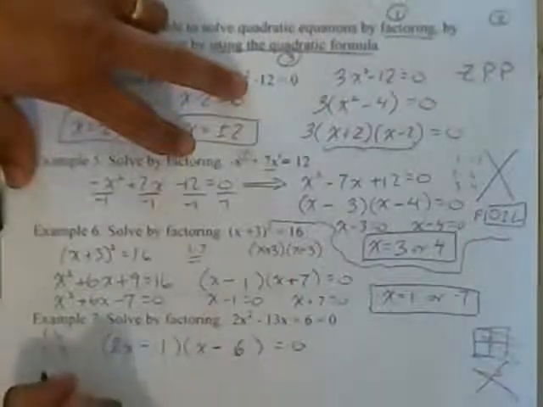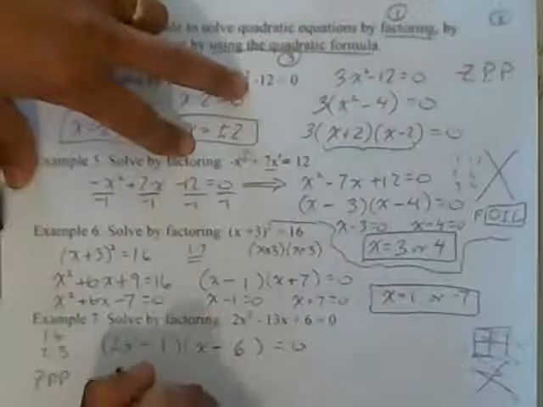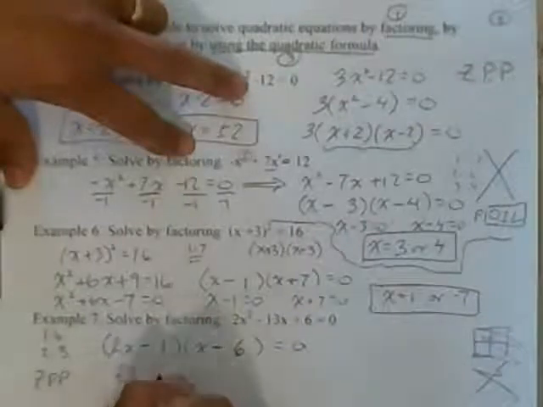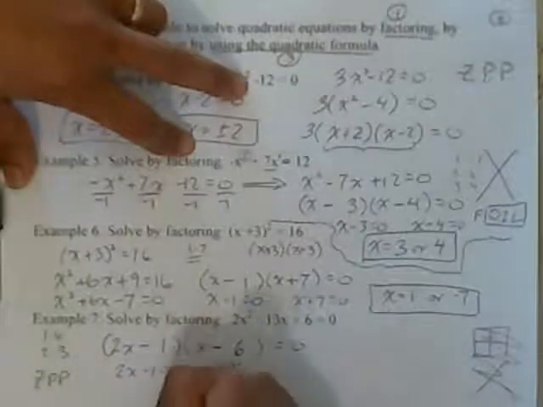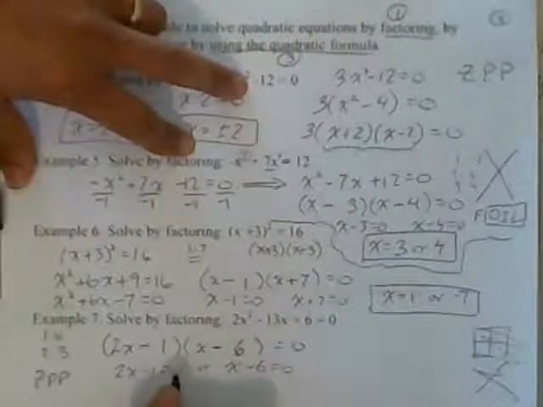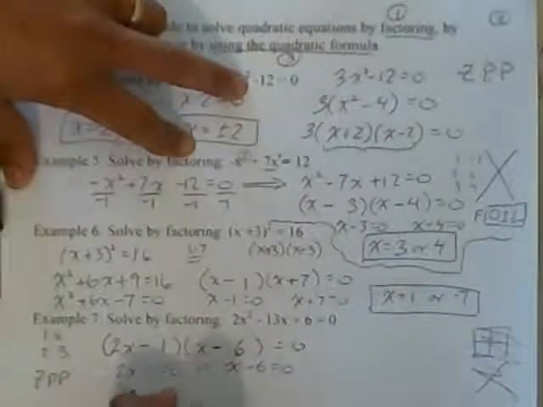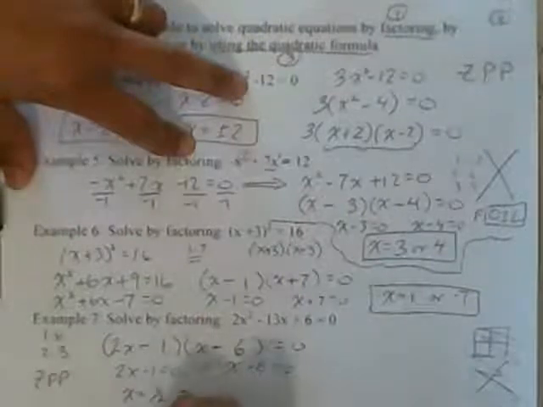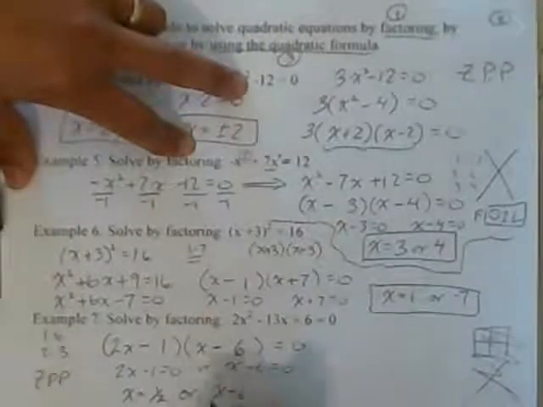Now let's zip it out. Zero product property. 2x minus 1 equals 0, or x minus 6 equals 0. Move the 1 over by adding it, then divide by 2. x equals 1/2, or x equals 6. Pretty simple, right, guys?